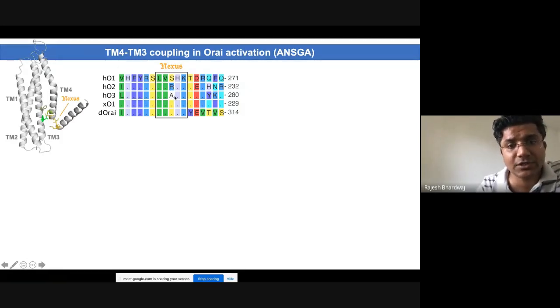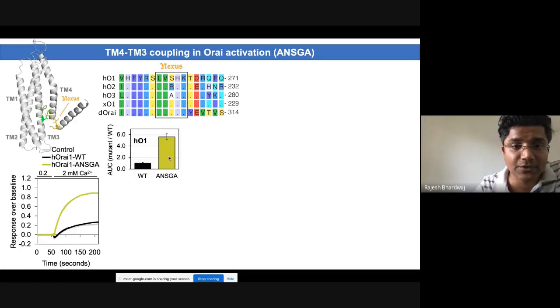you have this arginine and alanine. But previously the laboratory of Murali Prakriya had shown that when you mutate these residues, this serine to either arginine or alanine, that does not change, at least, the interaction of this mutated ORI1 channel with the channel activation domain of STIM1 that causes the activation of the ORI channel. So what you see here is that this Nexus motif is conserved among different ORI isoforms.